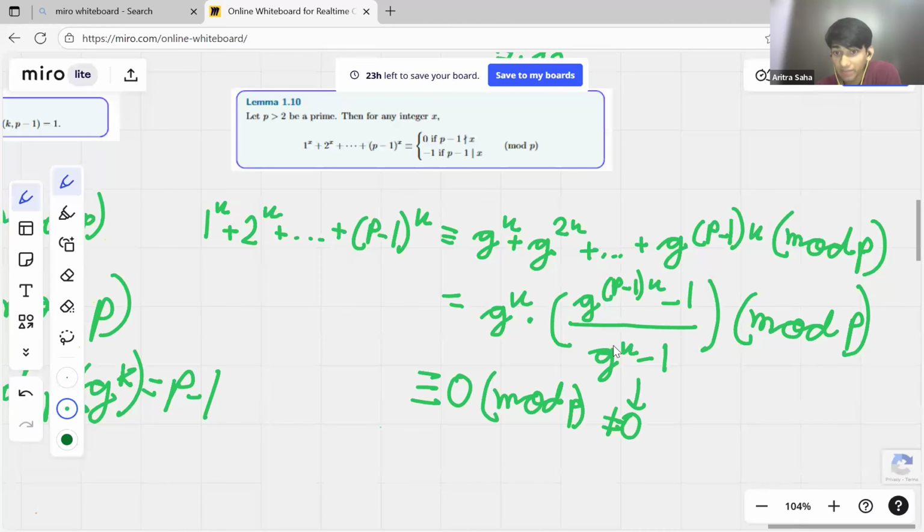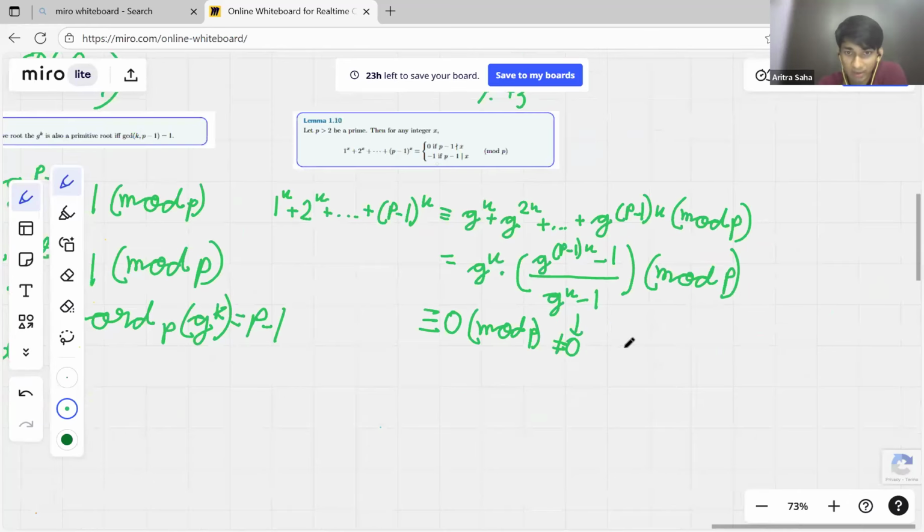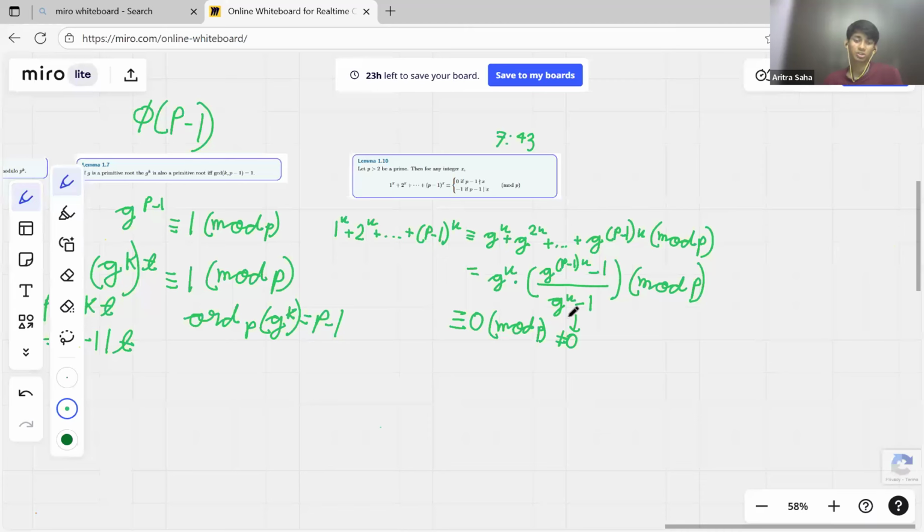The problem if p minus 1 divides x is that it's 0 by 0, which is not good. You can't tell anything. That's why we took p minus 1 not dividing x. Then only the numerator is 0 and the denominator is non-zero, so the total thing is 0 mod p. And if x is some multiple of p minus 1, then all the things are just basically 1 and you will have p minus 1 mod p. So that is minus 1 mod p, so you are done. Any issue with the problem? Anybody?